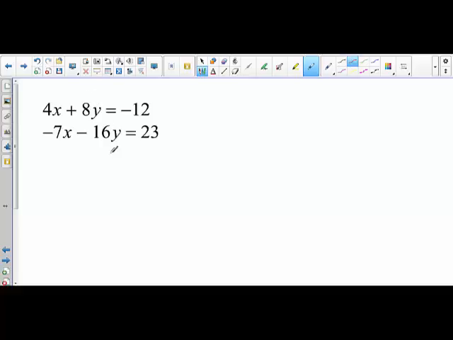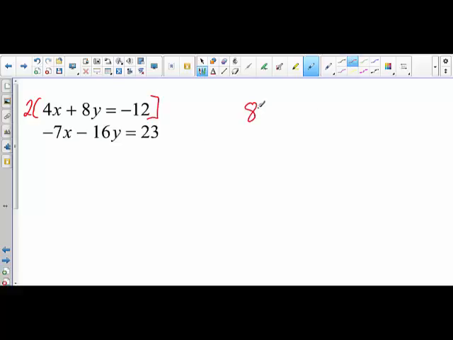I can look at my y's and only have to multiply the top one by 2 to get my coefficients to be the same number but opposite sign. So it doesn't matter if you get the x variable's coefficients the same but opposite sign, or the y variable the same coefficient but opposite signs. Either one will work, but you're trying to eliminate one of them. You're either trying to eliminate the x or you're trying to eliminate the y, but you must eliminate one.